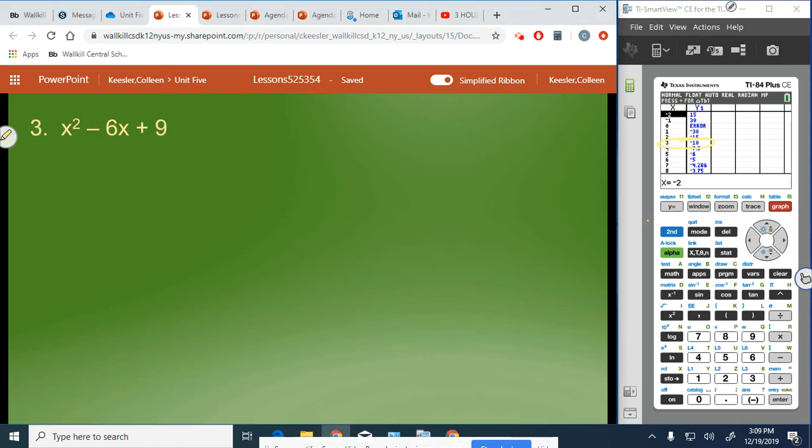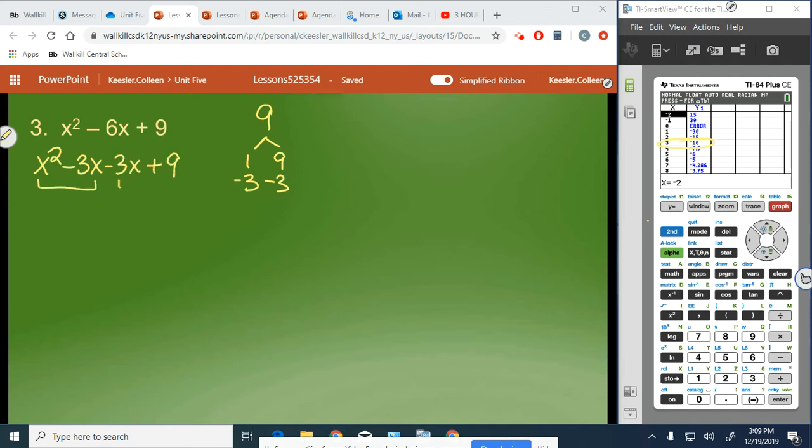X squared minus 6x plus 9. So again, our a value isn't there, so that means it's 1. So 1 times 9 gives me a product of 9, and I need to find my factors of 9 that would make negative 6. Well, 9 is 1 and 9, and 3 and 3. So to make negative 6, it would have to be negative 3 and negative 3. So I have x squared minus 3x minus 3x plus 9.